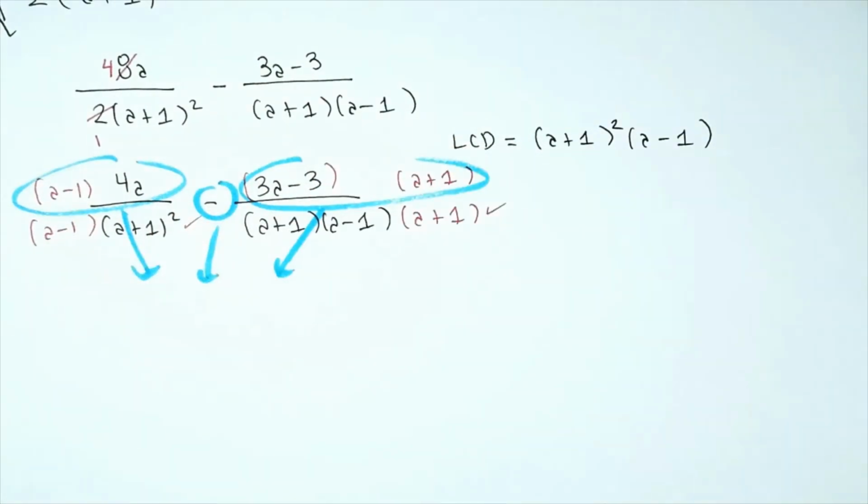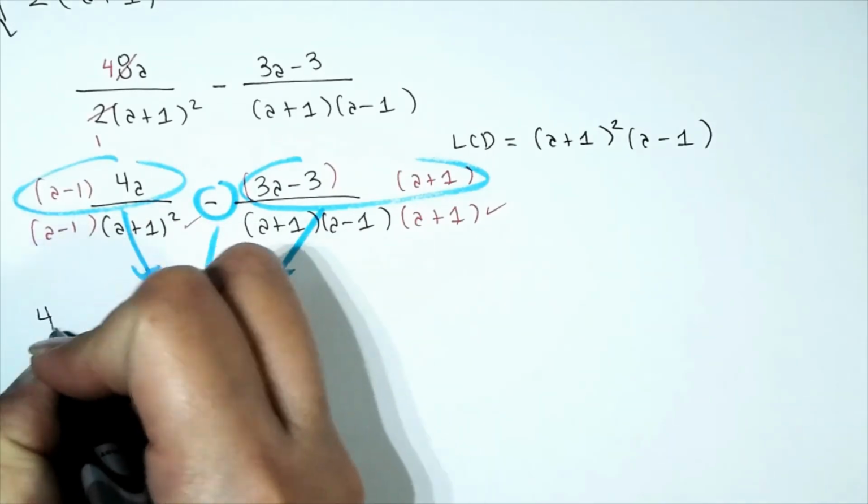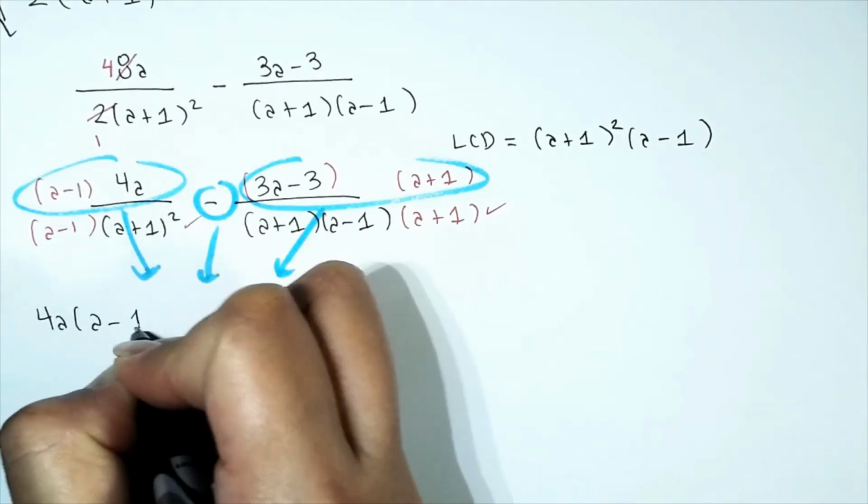So let's do this. The first numerator reads a minus 1 times 4a. To make this aesthetically pleasing, we're going to put the 4a first.